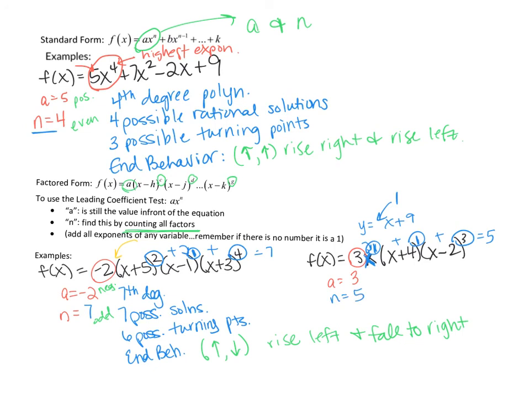Okay, so even the variable in the beginning, it doesn't have to be, oh, I'm just going to count up how many sets of parentheses. That's not what it is. I'm counting up every single variable to become my n. So this one, I'm not going to write it down, but we can kind of talk through it. It would be a 5th degree polynomial with 5 possible solutions and 4 possible turning points. My end behavior, I'm positive and odd, so it would be down to up. So I'm going to fall to the left and rise to the right.